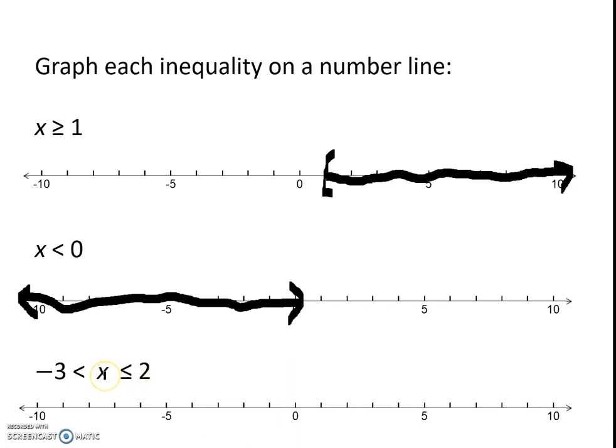On this side, we have x is greater than -3, and it is just greater than, not greater than or equal to, so we know we're going to use a parenthesis here at our -3. Now on this side, we have x is less than or equal to 2, and so if it's equal to, we have to have our bracket at 2. And our solution ends up being that area in the middle. So that's what our graph would look like for that inequality.